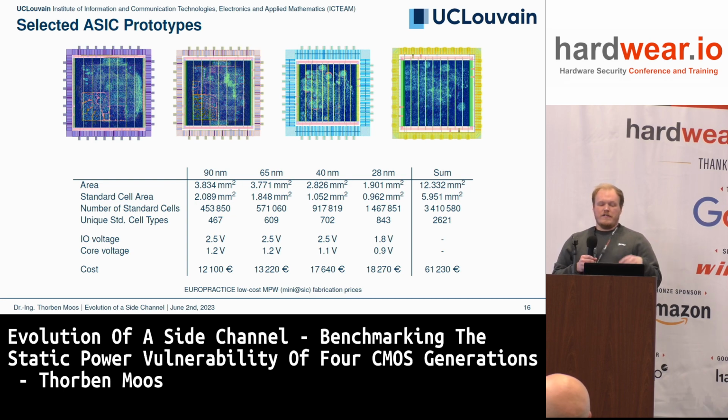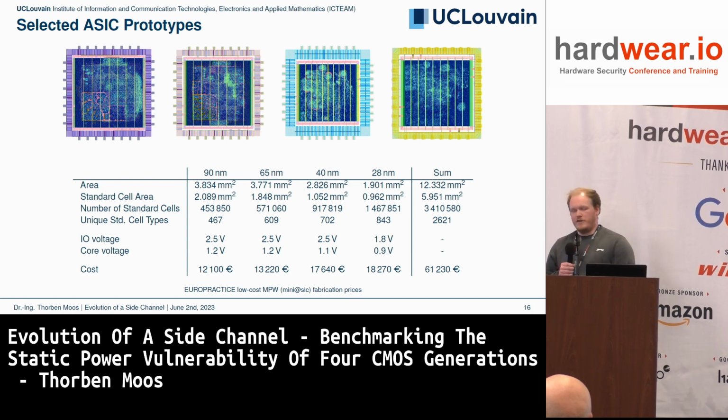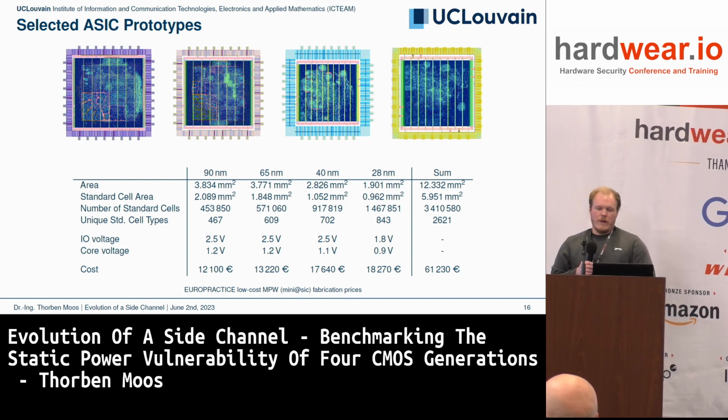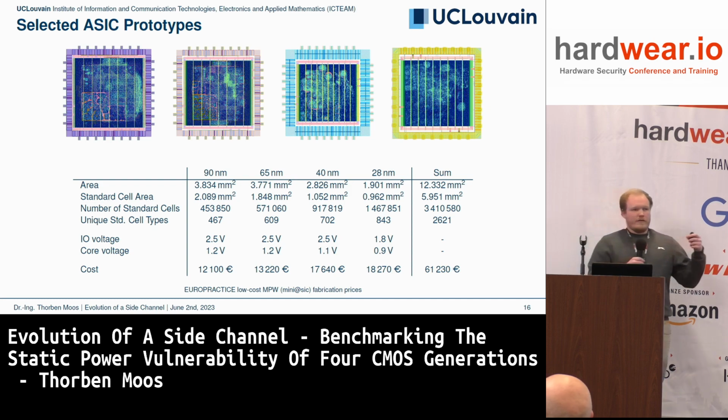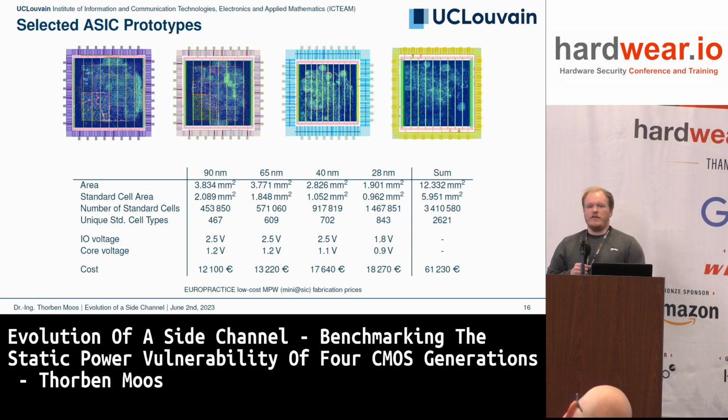And the standard cell area, which is the dark bluish part in the middle of each chip, also decreases in size from 90 nanometer on the left to 28 nanometer on the right. However, the most standard cells, the most computing power, is contained on the right, the smallest chip, because it's 28 nanometer technology. The cells are much denser and I have much more computing power on it. So this one has 1.5 million standard cells, while the 90 nanometer one has only 500,000.